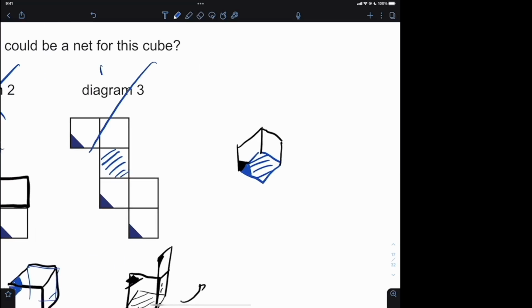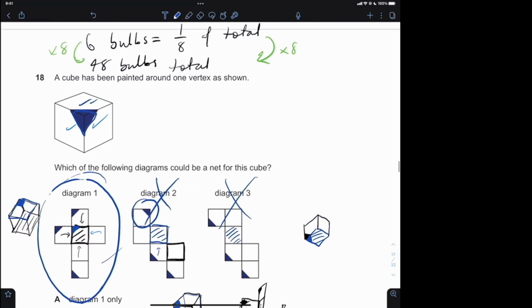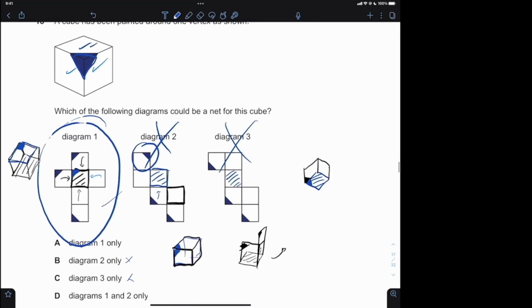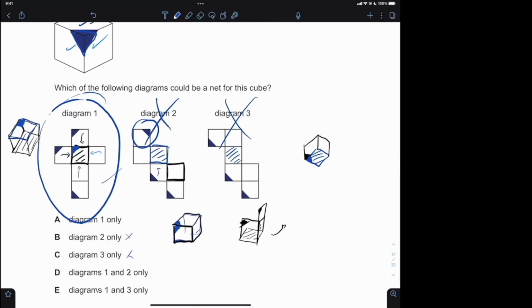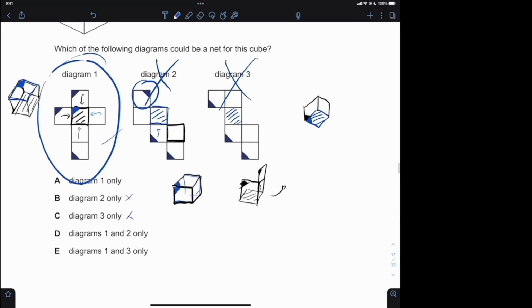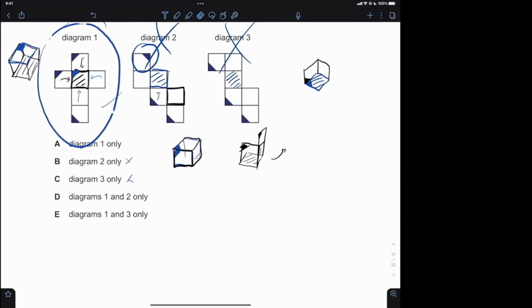Alright? The vertexes would be separated. They wouldn't be on the exact same corner or facing the right way. So, bit of a time-consuming question, but just needed some idea of that kind of spatial reasoning, being able to fold things in and have a look at what they look like. Okay? So we can see that diagram 1 was the only one that actually worked, so our answer there is going to be option A.